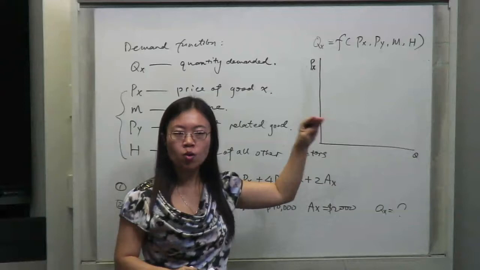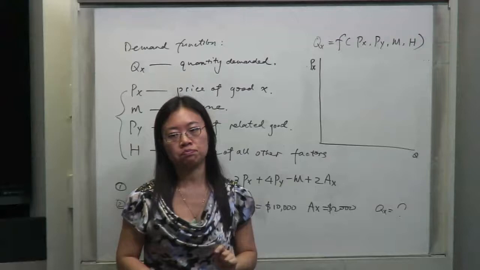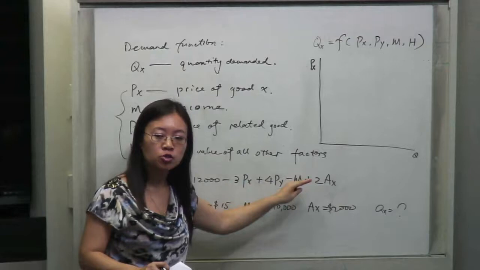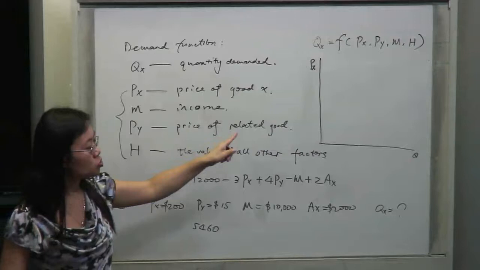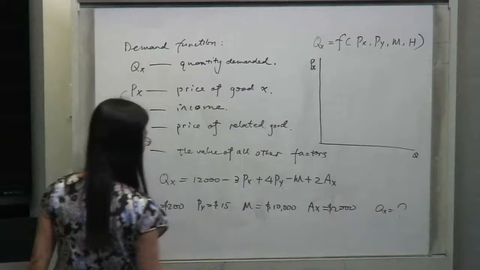Remember that definition? Demand curve is a relationship between the PX and QX when all other variables hold constant. And do we have all other variables' values? Yes, we do. So we plug all these values back in, which means we're holding them constant. Once we've done that, we're able to draw this demand. We leave PX as is, but plug all the rest of the values back into this and do the calculation.